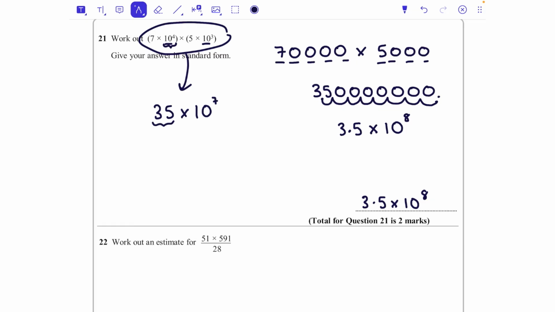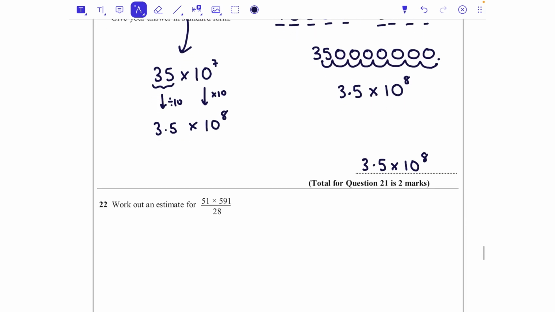We need this part to be between 1 and 10. If I make it 3.5, I've made it 10 times smaller. So to keep this number the same overall, I need to make this bit 10 times bigger, so that would be 10 to the power of 8. So same answer, but a little bit less writing out.